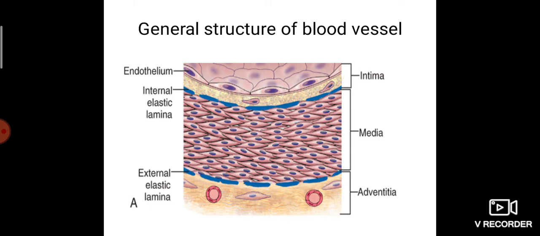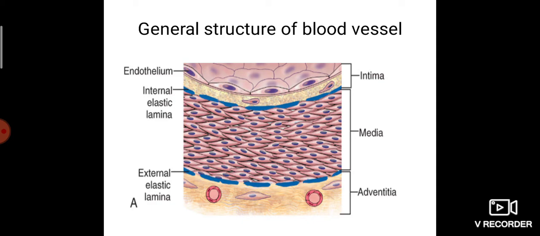Then the layer which is given in blue color is the internal elastic lamina. These are the three components that constitute the first layer, the tunica intima. That's the innermost layer, the layer close to the blood. So: endothelium, subendothelial connective tissue and internal elastic lamina.